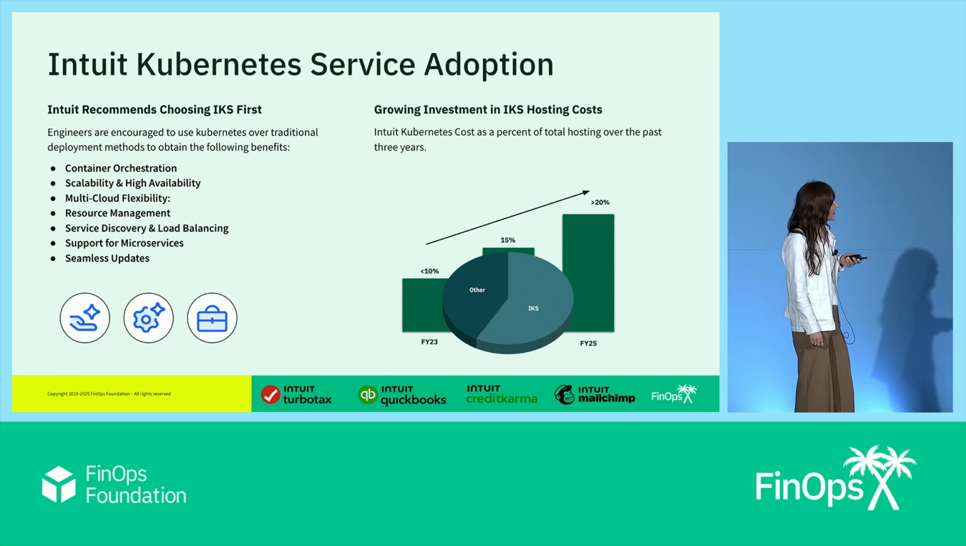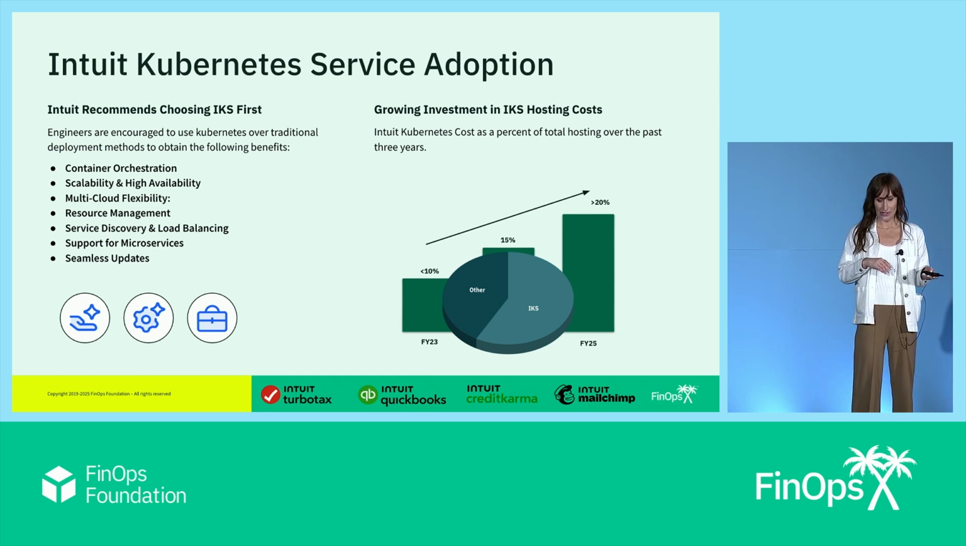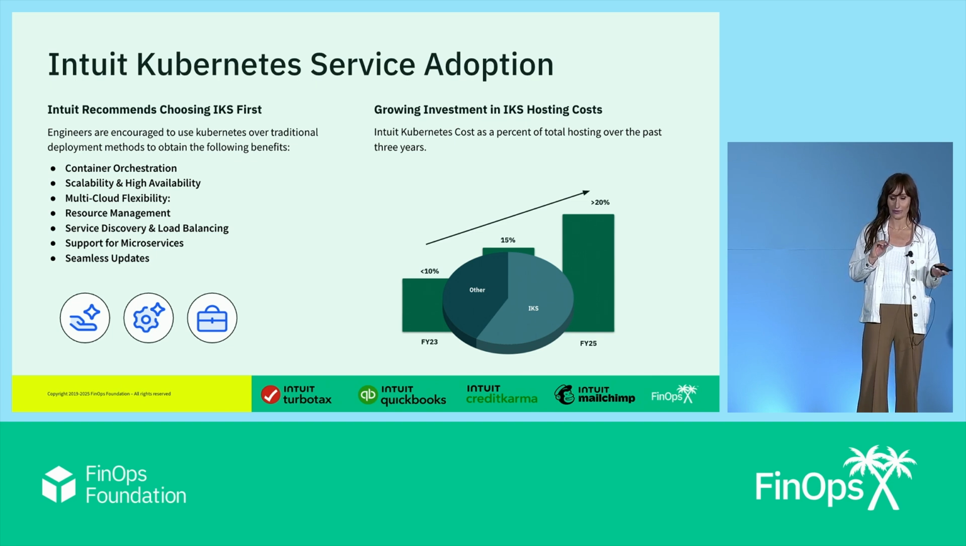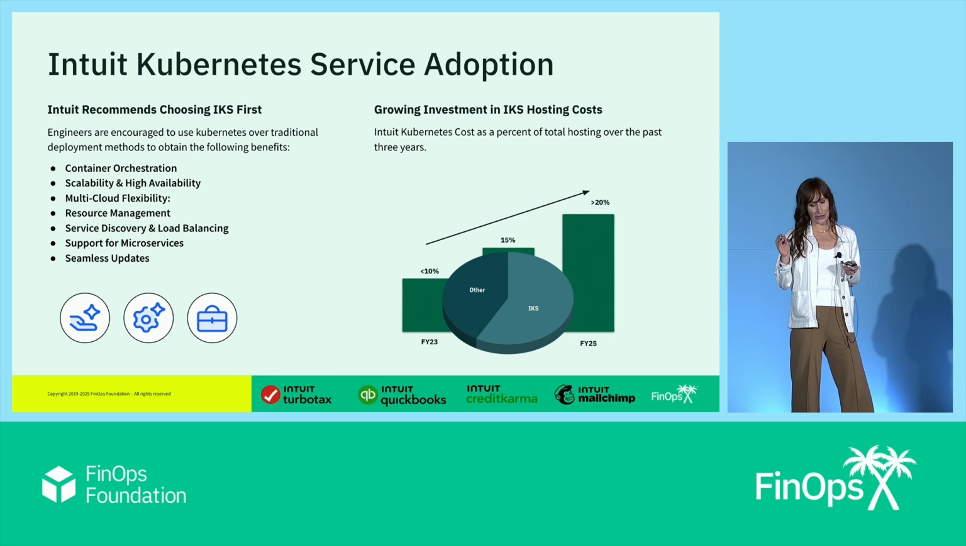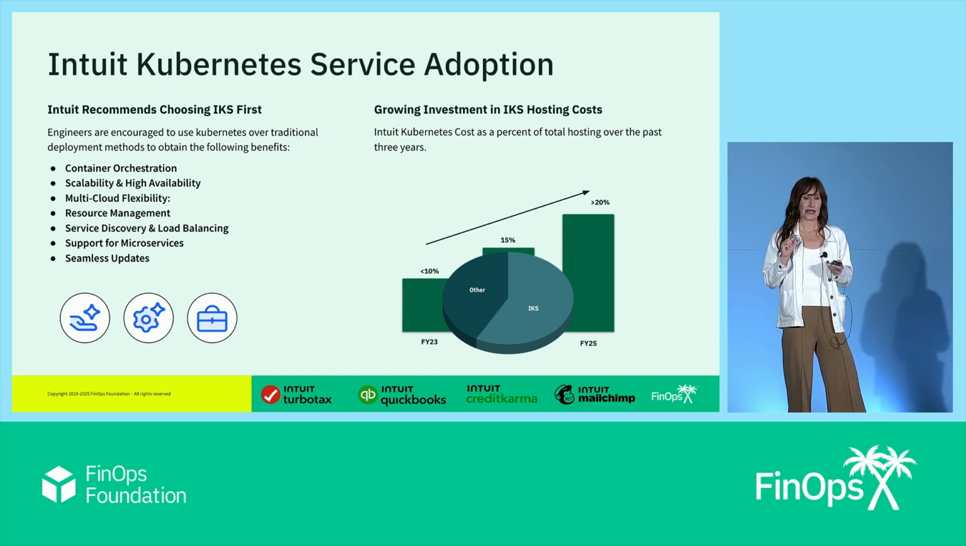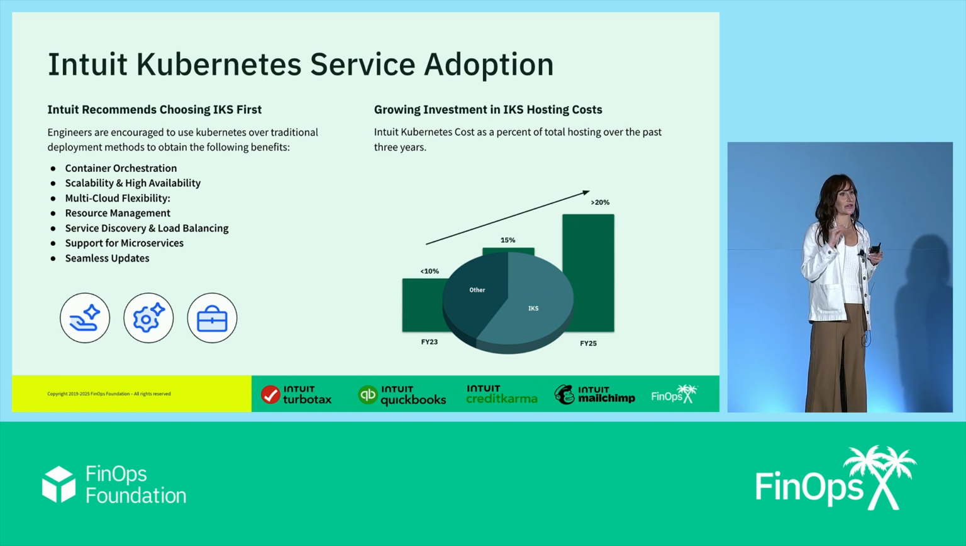So not surprisingly, our IKS has had a substantial growing adoption over the past few fiscal years. So that pie chart is not supposed to be on the bar chart right now, so just imagine it's not. But in fiscal year 23, the IKS costs as a percent of total hosting costs was less than 10%. That grew by 50% in fiscal year 24. And now this current fiscal year, we're projecting to be over 20% of the total hosting costs.